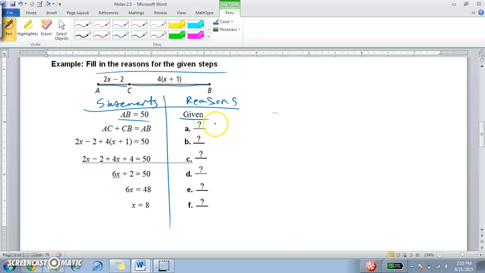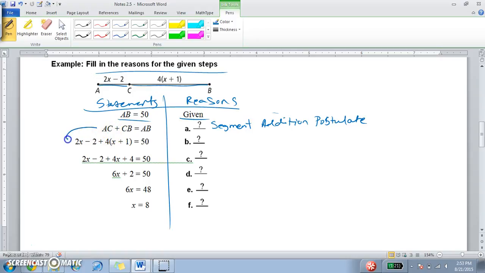That's going back to the first chapter that we did. That was called the segment addition postulate. When I add two pieces of a segment together to get the whole thing, they equal the whole thing. So that's the segment addition postulate.